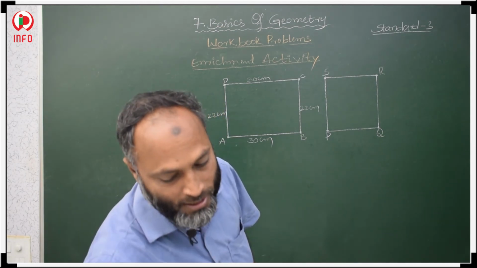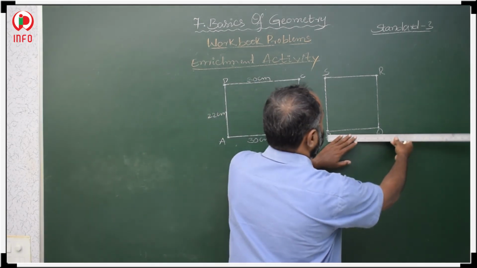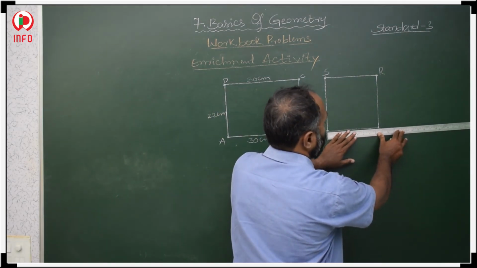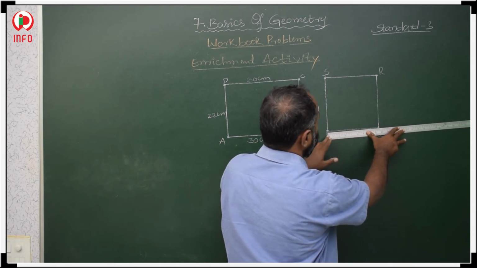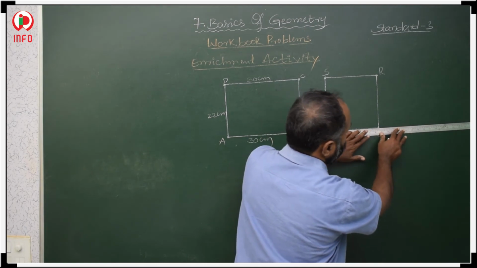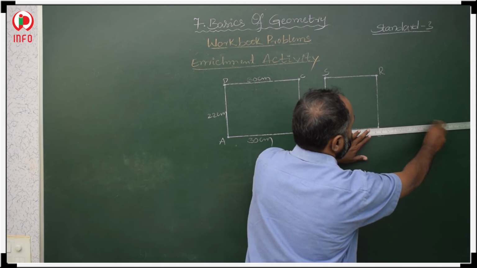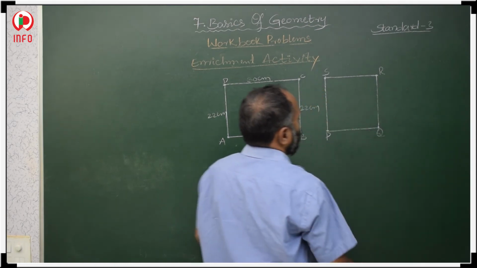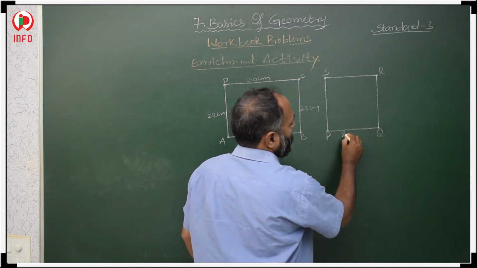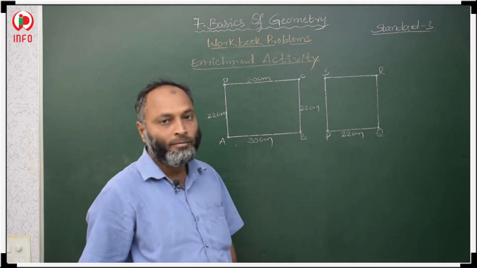All these four sides' lengths we have to measure. Using the scale, first we keep our scale horizontally, and this 0 should coincide with P, and we see where the second point is. It is at 22. So 0 to 22. That means PQ line segment length is 22 centimeters.